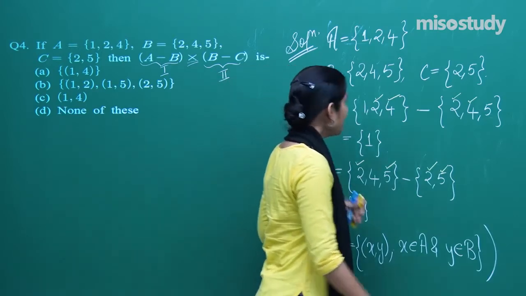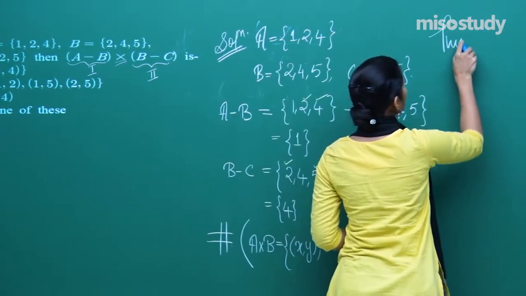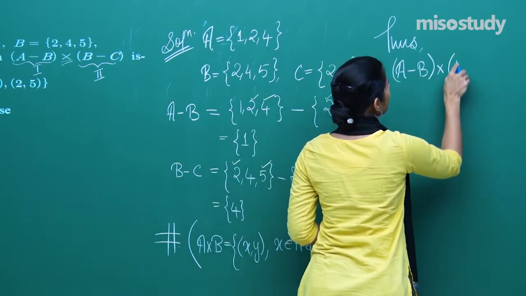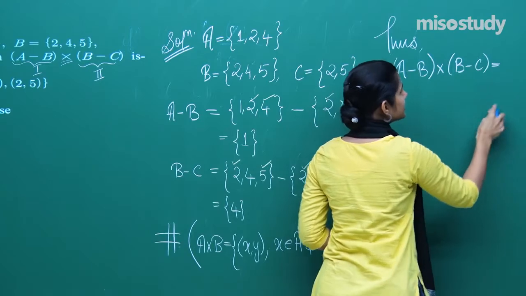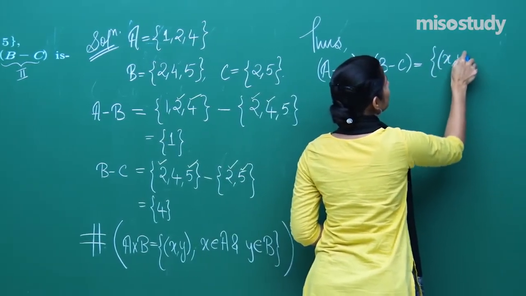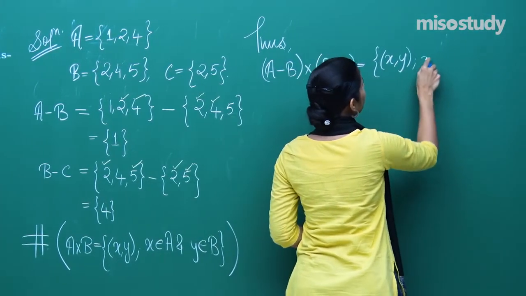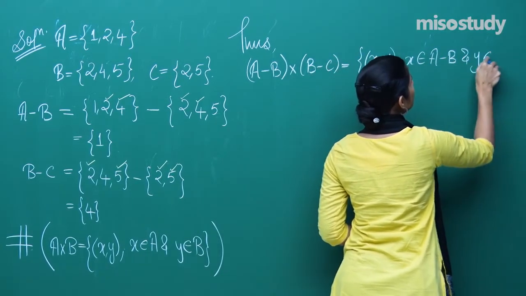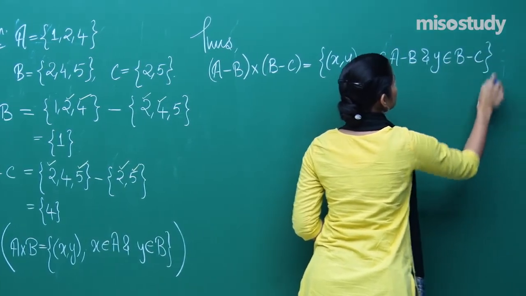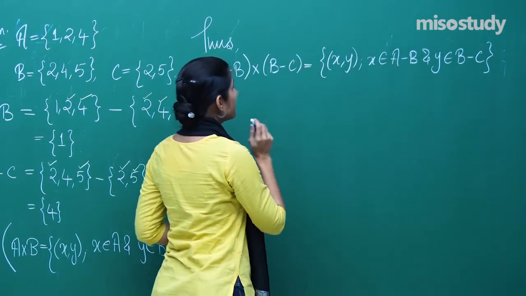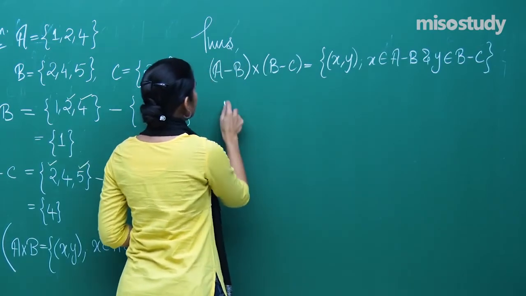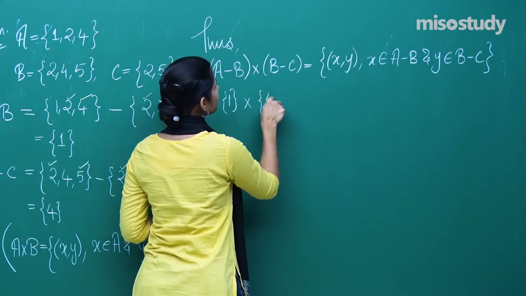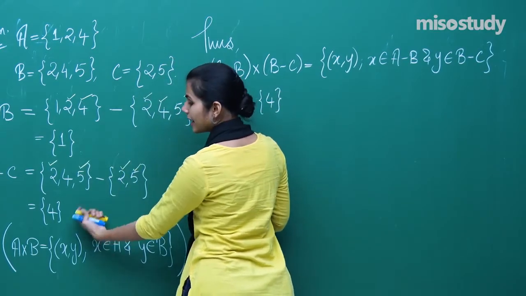And therefore, (A minus B) cross (B minus C) is the set of all those ordered pairs such that the first component comes from the first set and the second component comes from the second set. But what is A minus B? A minus B is singleton 1, cross singleton 4, which is my B minus C.